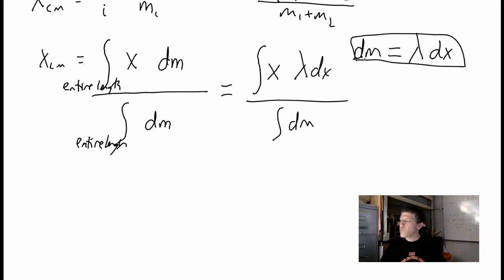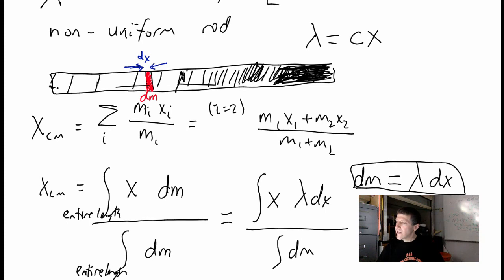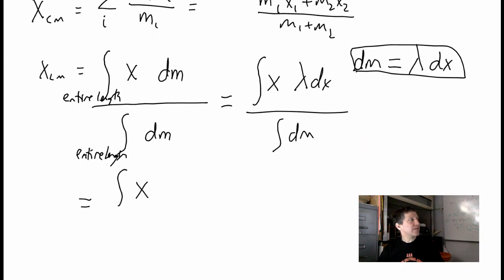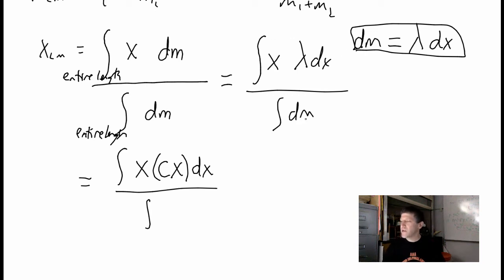And now I can rewrite this again. What actually is lambda for this situation? Let's look up back there. It's some constant times x. So I'm going to rewrite that. Lambda is just cx, that's lambda right there, times dm, this whole thing together. And then it's over the integral of, and let's go ahead and plug this in. I can express dm as lambda dx, which would be, let's go ahead and do this, cx dx.